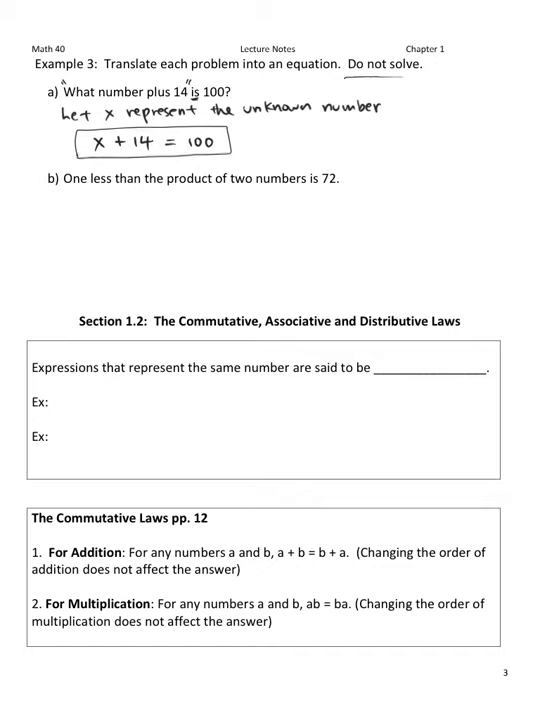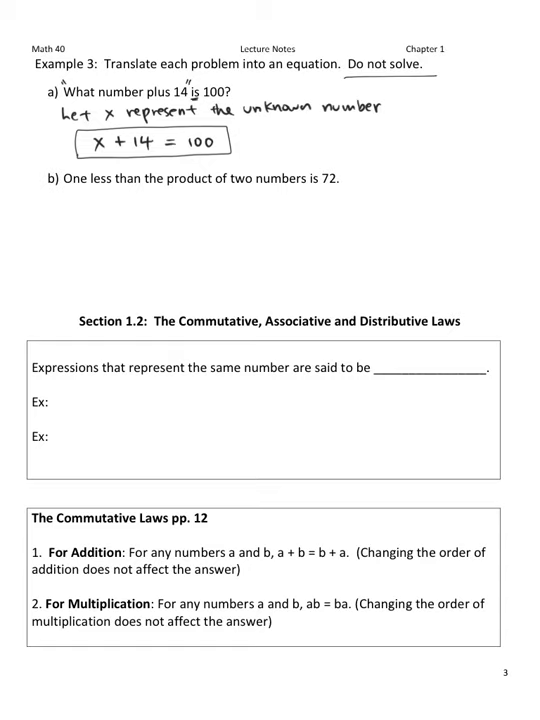It says do not solve, so setting up the equation is enough. If you want to try the next one on your own, go ahead and pause the video, try it on your own and come back when you're done. Or you can just keep watching.